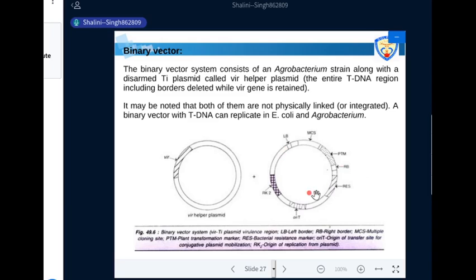This is having a left border and right border. These are multiple cloning sites. This is the plant transformation marker gene. And this helper plasmid is having only the virulence region, no other region.